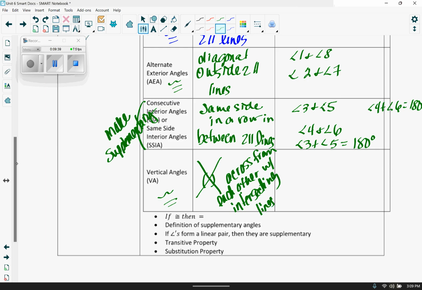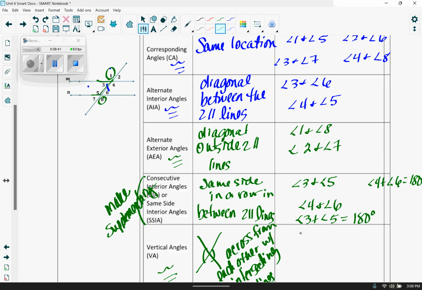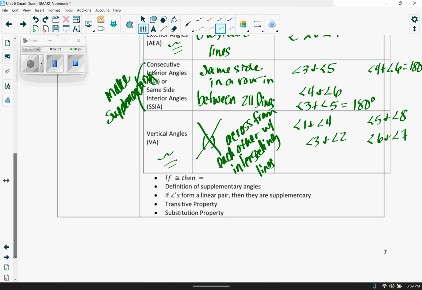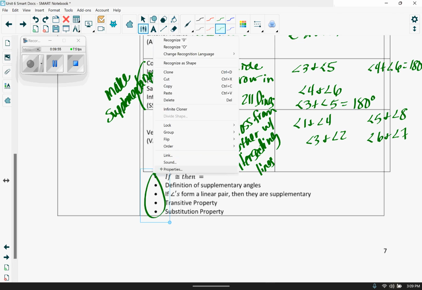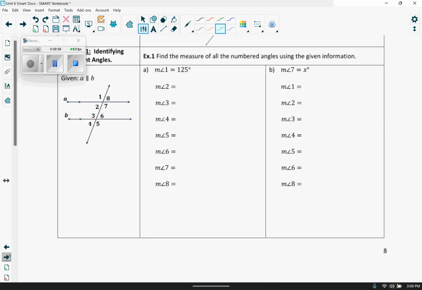Okay, so up here, if I look at my little diagram, it's going to be like angle 1 and angle 4, angle 3 and angle 2, angle 5 and angle 8, angle 6 and angle 7. We're going to use these later on for some definitions or some reasons for our proofs.